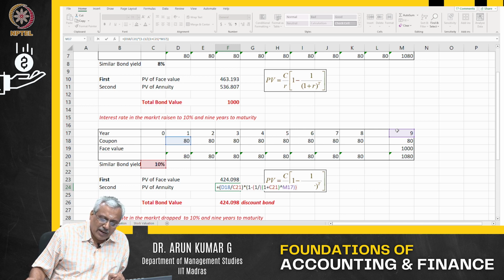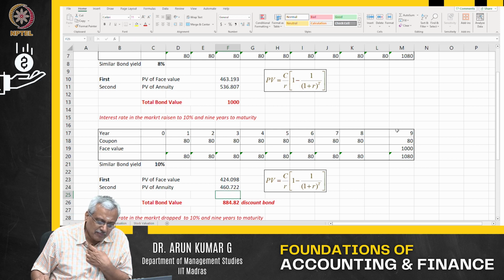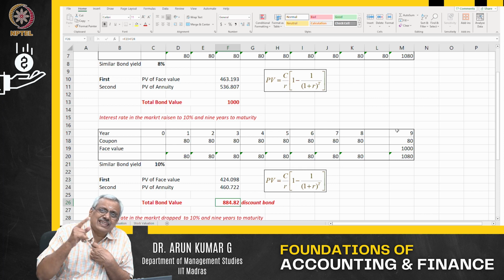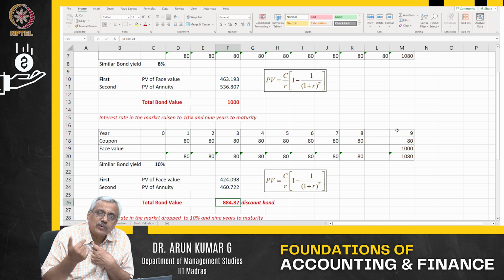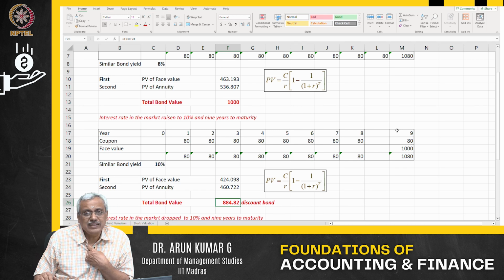Now let us look at what the bond is worth in this particular case. Present value of the annuity is 460. And I am going to buy this bond at a total value of about 884.82. So what happens? When the interest rate rises, you will buy the bond at a discount. That is, your expected return, the yield you are expecting on the bond, is higher.